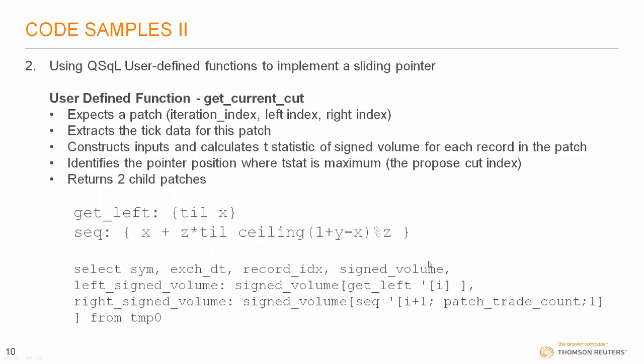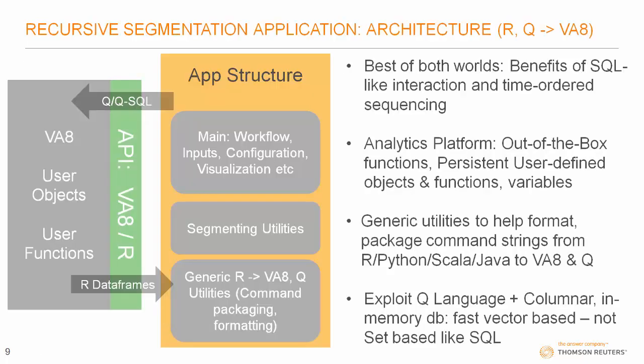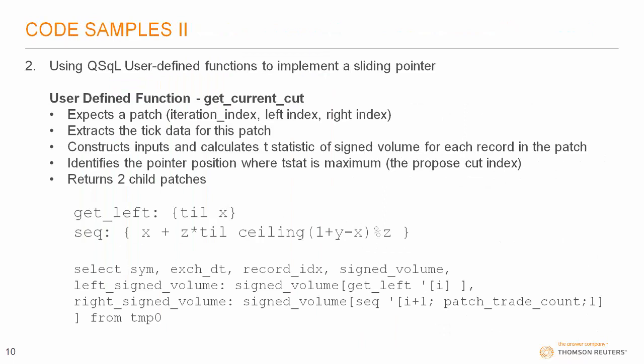Okay, so what I'm going to do for you now is execute a little bit more code and give you a little bit more transparency into some of these functions that are critical to the cutting process, the segmenting process. And the key function there is something I call getCurrentCut. What it expects as an input is simply the iteration index, the starting index and the right index, which is the end index of the current patch.